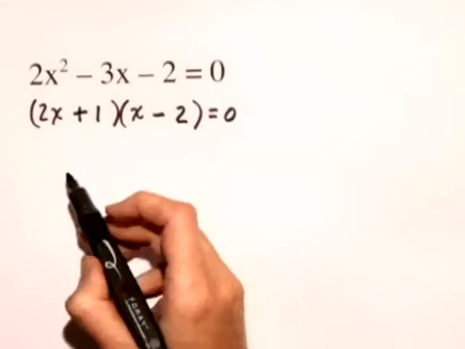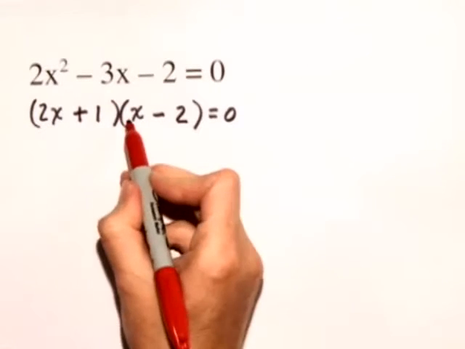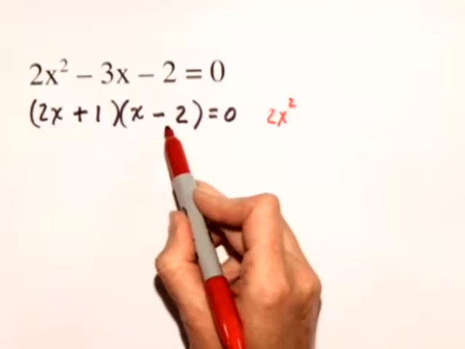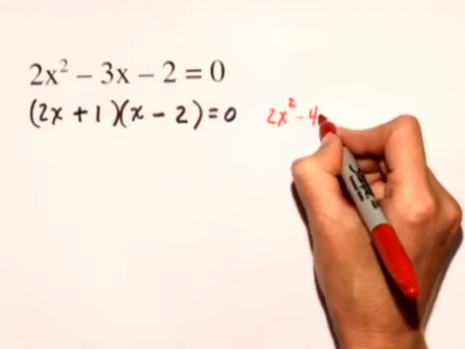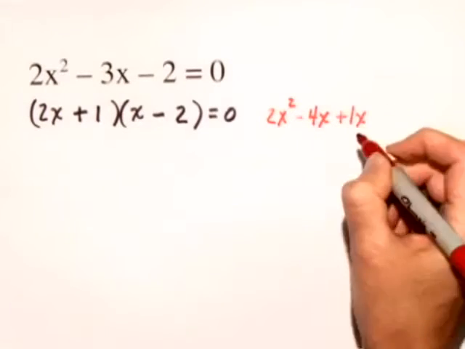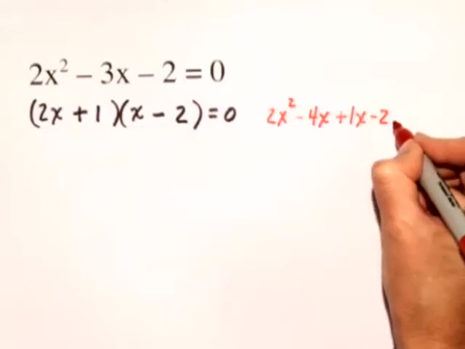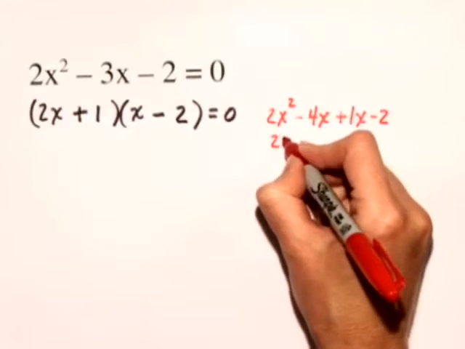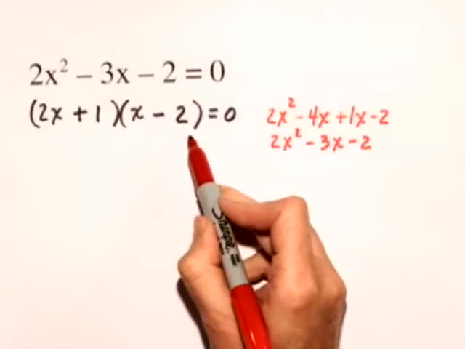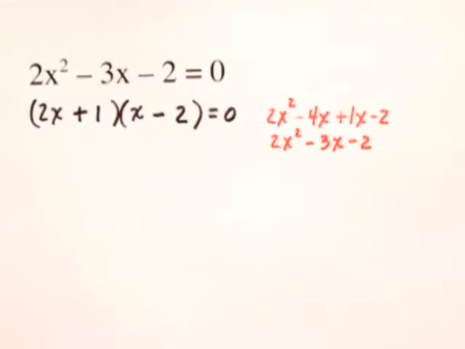Now, let's double check this before we go any further. Let's FOIL this out just to check. We have 2x times x, our first terms, that's 2x squared. Our outside terms, 2x times negative 2 gives us minus 4x. Our inside terms, 1 times x gives us plus 1x. And our last two terms, a positive 1 times negative 2 gives us minus 2. And that certainly does simplify to 2x squared minus 3x minus 2. So we did factor the left-hand side correctly. It's a good idea to get into the habit of checking yourself to make sure you did factor it correctly.